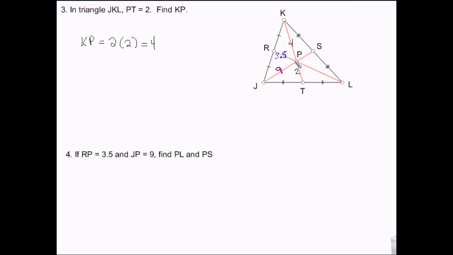This one goes to the side and this one goes to the vertex. So to find PL, that's going to be 2 times RP. So that's going to be 7. Okay, so that length will be 7. What about the JP length instead of that? Well, JP is twice as long as PS. So to find PS, I'm going to have to do JP divided by 2. So this is going to be 4.5.